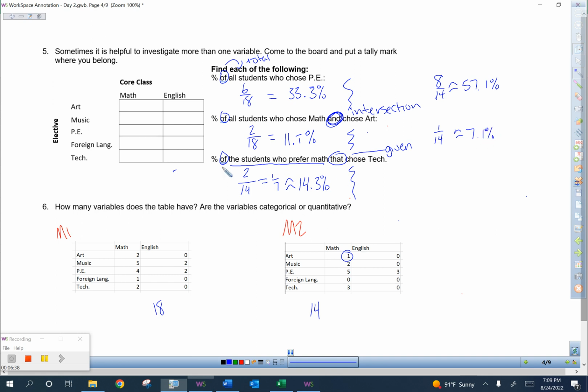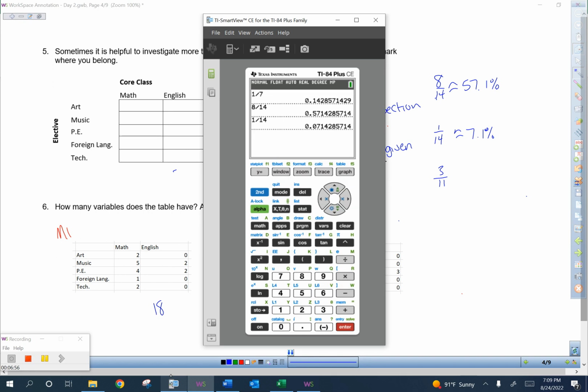And that last one. Okay, making sure we're going in the right order. Percent of the students who prefer math. So we're going in this column only. We've got 11 total in that column. And from those, we're looking at who chose tech. So from that tech 3, we're going to just divide that in and see what our approximate relative frequency is.